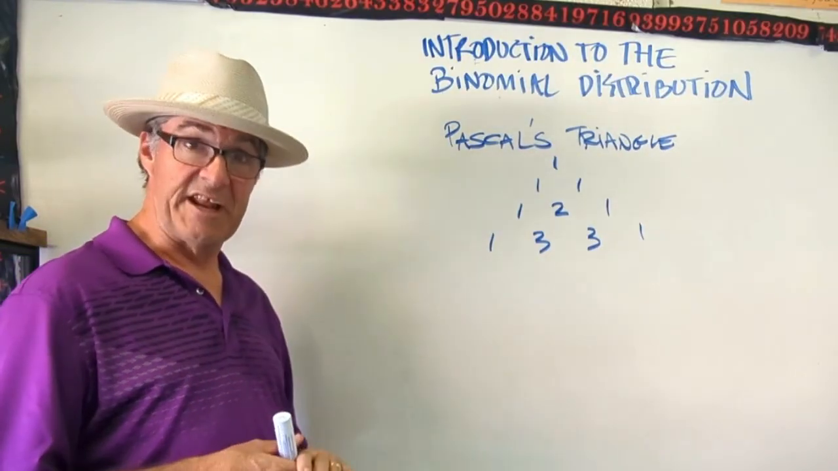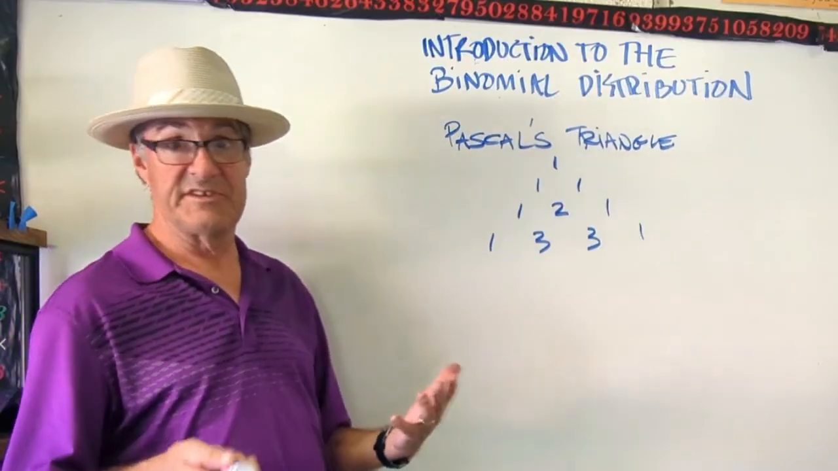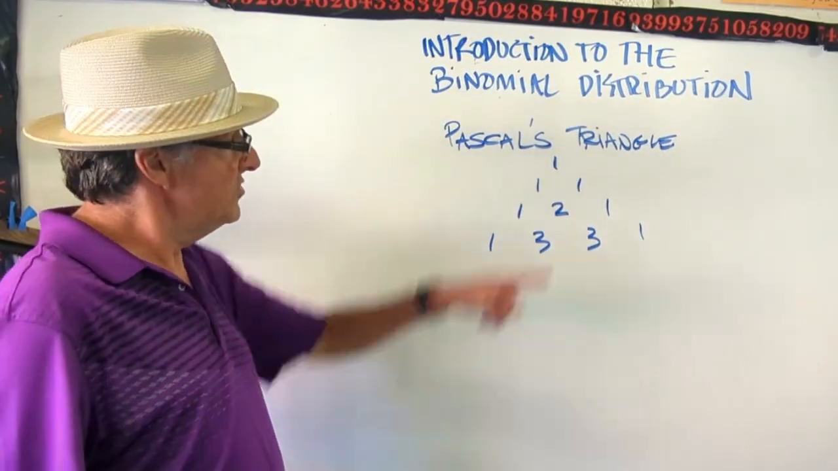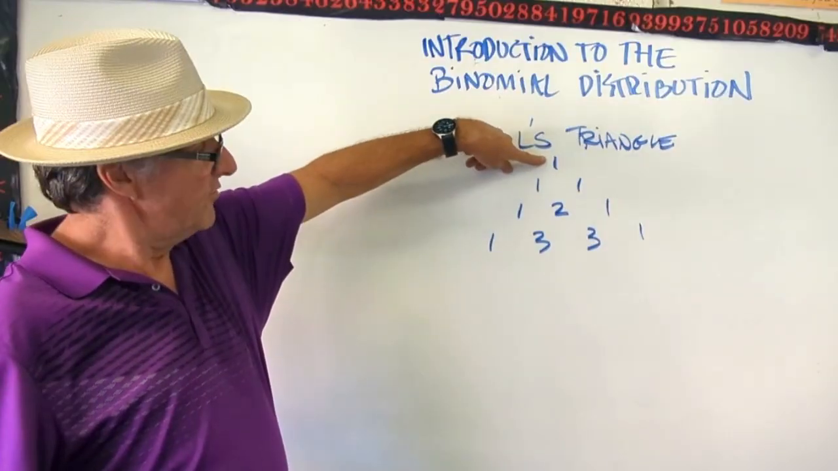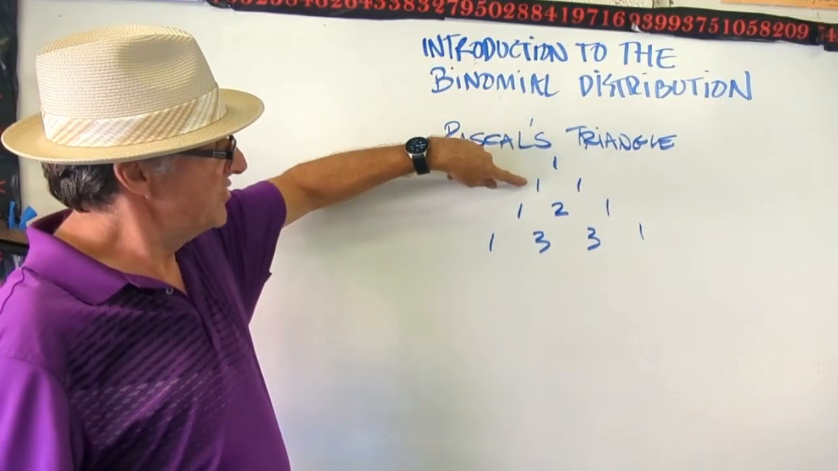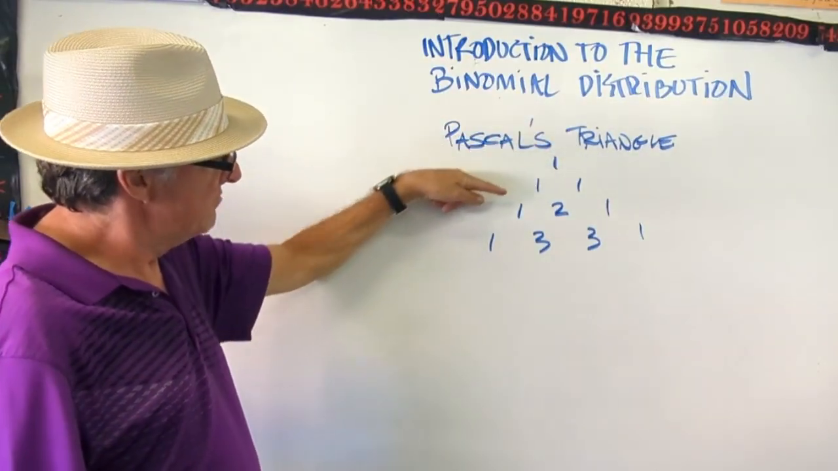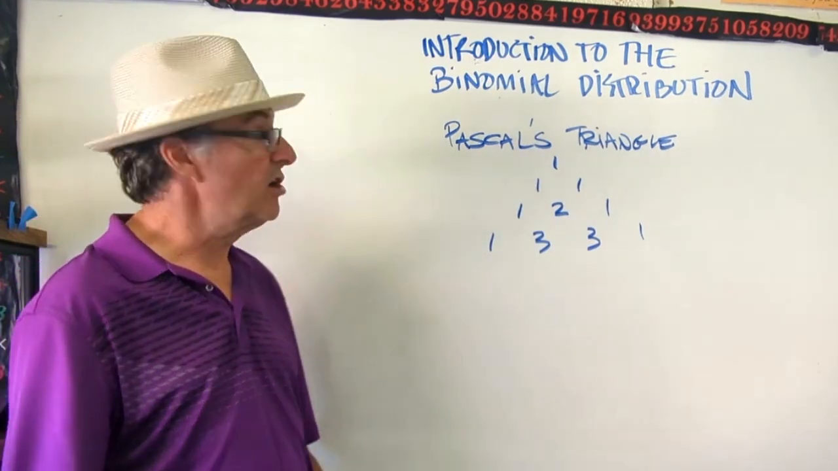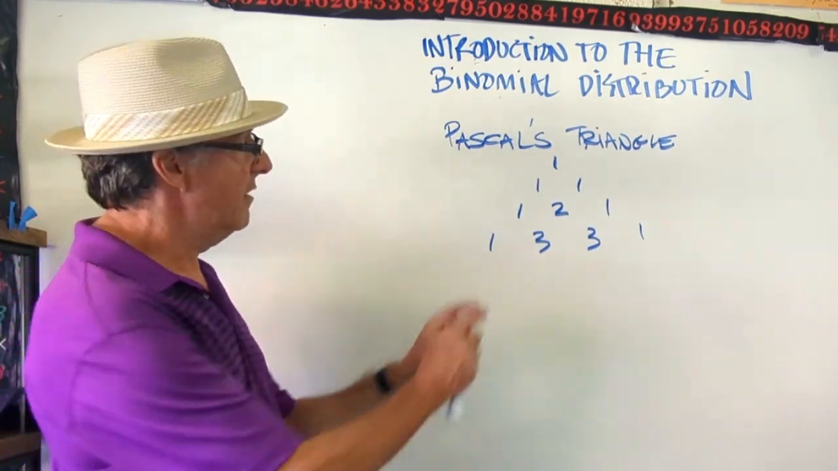Pascal is given credit for that. I assume probably someone else had invented it and found some uses for it as well. So what you do is you start with the first row has a 1, and so does the second row, and every row has a 1 at the outside. The interior numbers are governed by the 2 numbers that are above.